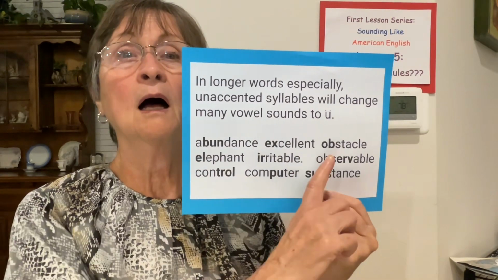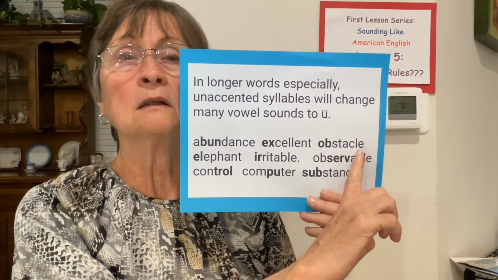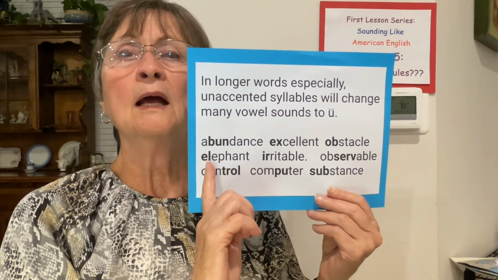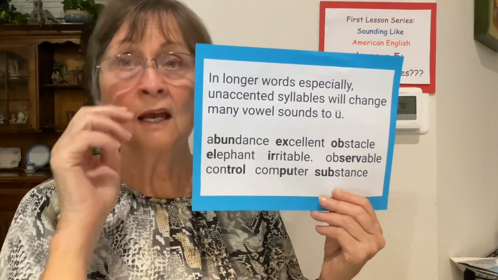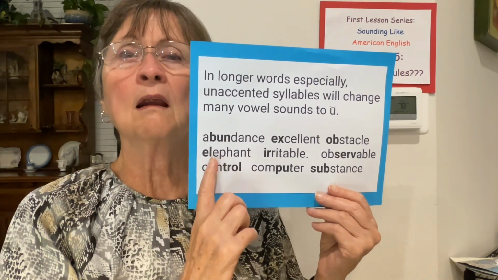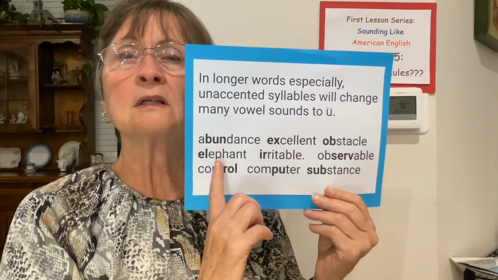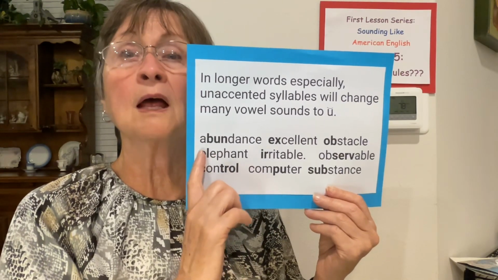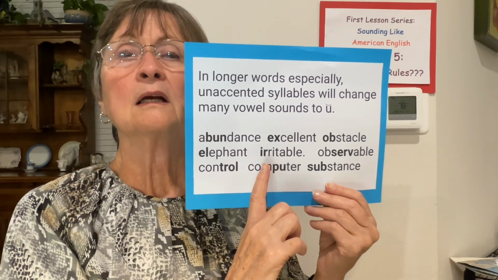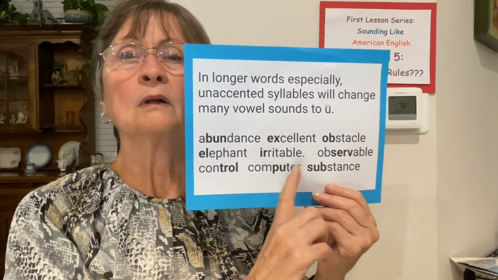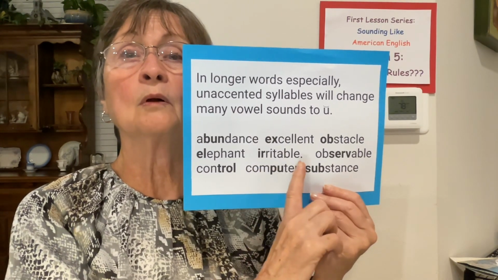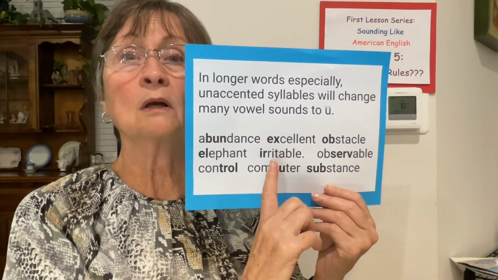Obstacle. Elephant. Now you can say elephant clearly, but we're more likely to say it with a schwa because it's not accented, and this is the important one. Elephant. Irritable. You can say irritable or irritable. It's just as good. Irritable.